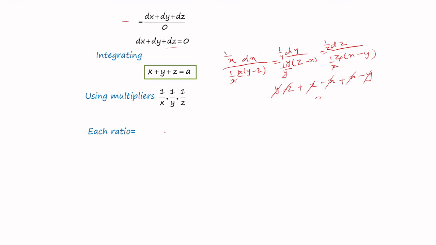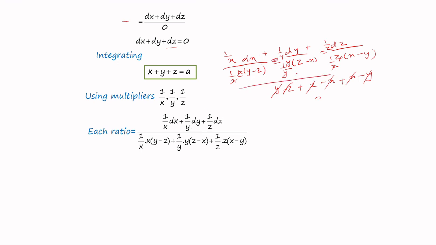So we use this: each ratio is equal to 1 by x into dx plus 1 by y into dy plus 1 by z into dz. We are using this now. Here we take 1 by x, 1 by y, 1 by z for each of the ratios, and we are adding all the terms. For your understanding only I write this step. In your exam you directly write each ratio is equal to 1 by x dx plus 1 by y dy plus 1 by z dz. We are adding all the numerators separately, divided by the denominators separately.